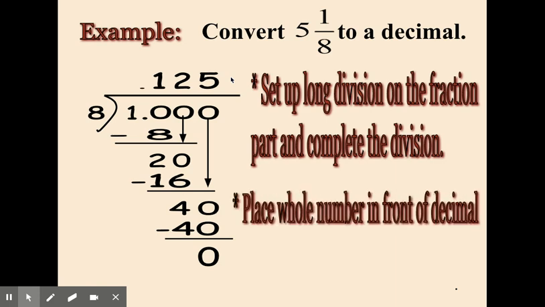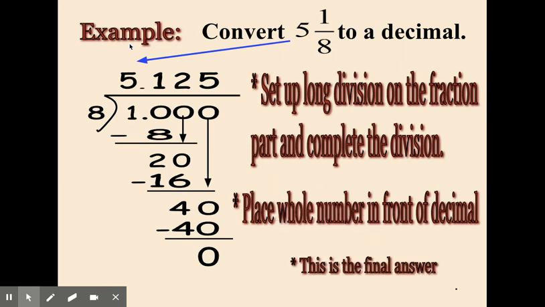Now we just take the whole number, the 5, and place it in front. So 5 1/8 is 5.125. Okay, and this would be our final answer. So we solve the decimal for the fraction and then put the whole number in front of the decimal. That's how we do mixed numbers into decimals.